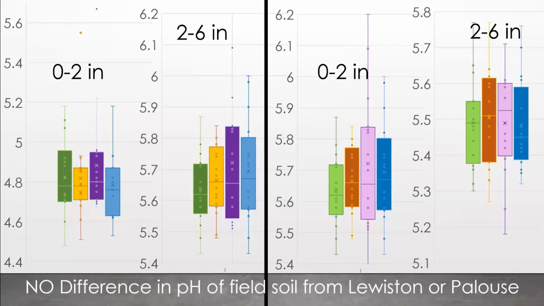Here we have both the 0 to 2 inch depth as well as the 2 to 4 inch depths at a low organic matter site in Lewiston on the left and a high organic matter site on the Palouse on the right. The pH of the field soil was not affected at any of the depths or either of these sites.